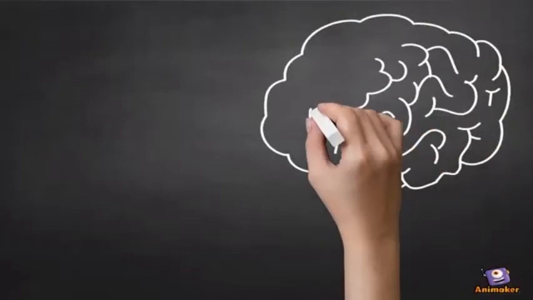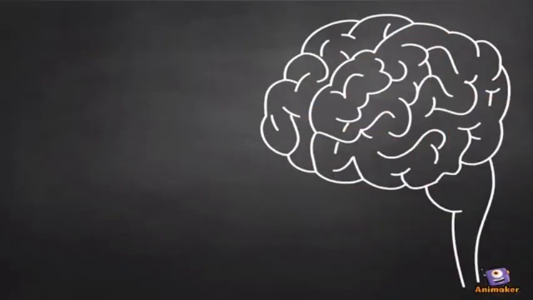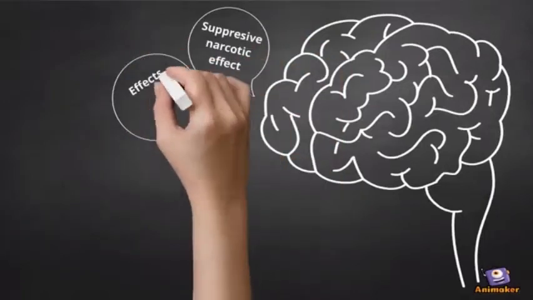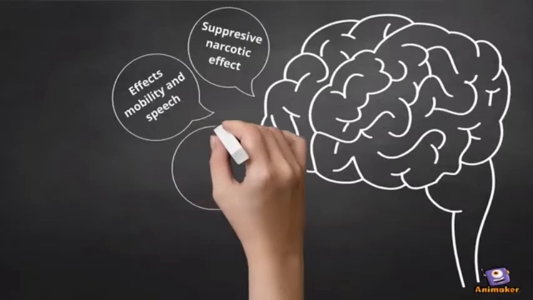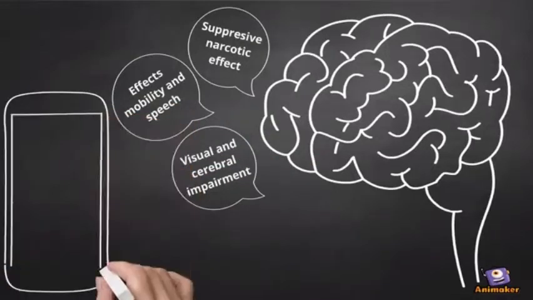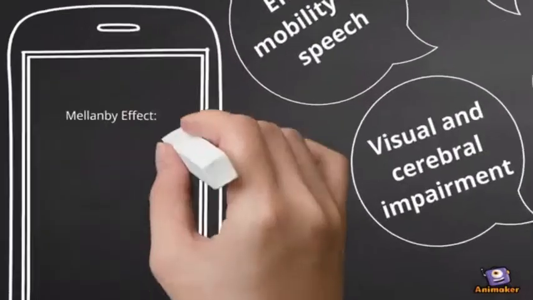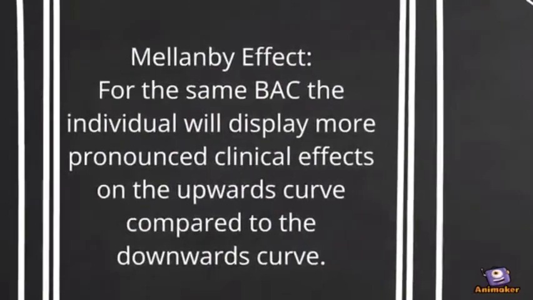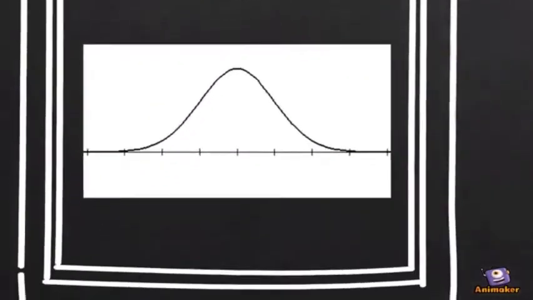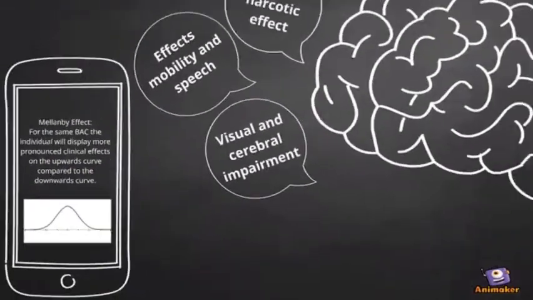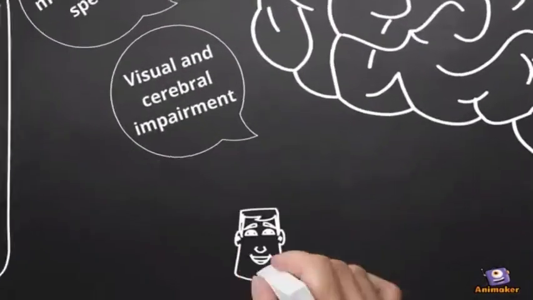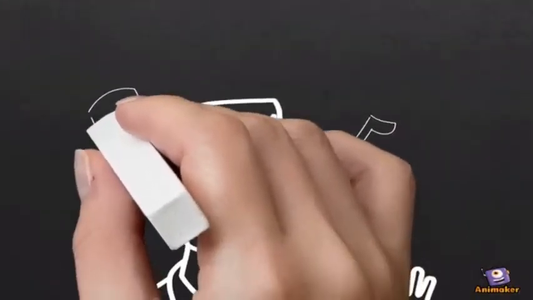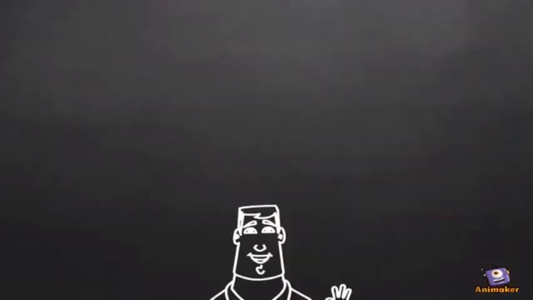Alcohol has various clinical effects on the human body. On the brain, it causes a suppressive narcotic effect, affects mobility and speech, and causes visual and cerebral impairment. The Mellanby effect causes more pronounced clinical effects of alcohol when the blood alcohol concentration is rising compared to clinical effects on the downward curve. Therefore, the individual appears drunker when they are busy getting drunk than when he is sobering up at the same blood alcohol concentration level.